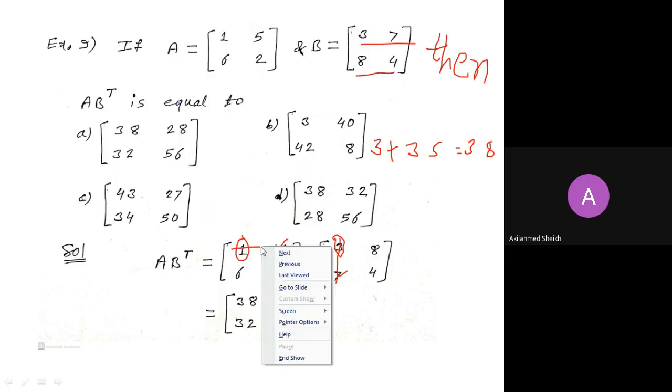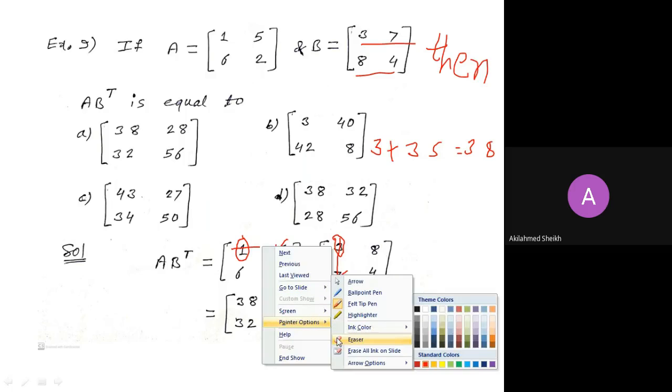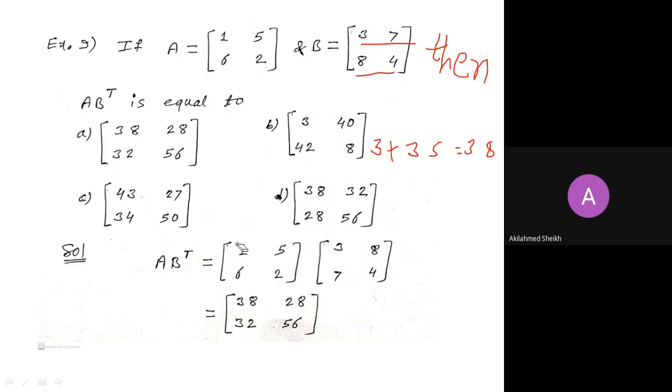That is the first element. Next, we multiply the first row with the second column. Again, multiplying the first element, 1 into 8 is 8, plus 5 into 4 is 20. 5 4s are 20. It becomes 28. That is the second element.